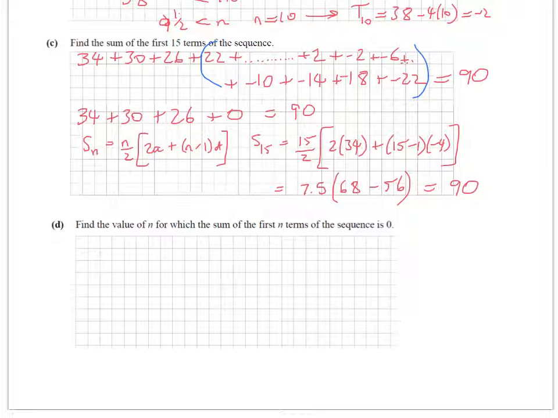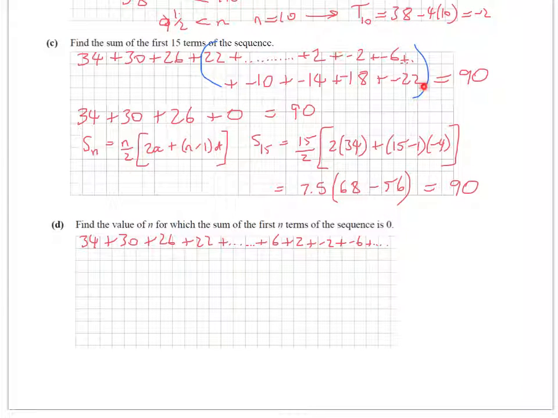Lastly, to part D, well again there's a variety of different ways in which you can approach this question. So again we're looking at a sum of the terms. So again we're talking about the 34 plus 30 plus 26 plus 22, etc, all the way down to 6 and 2 and minus 2 and minus 6 and carry on. And the idea here is, at what point are they going to add up to 0?